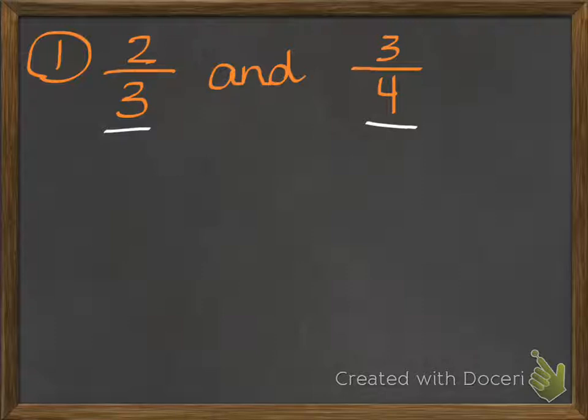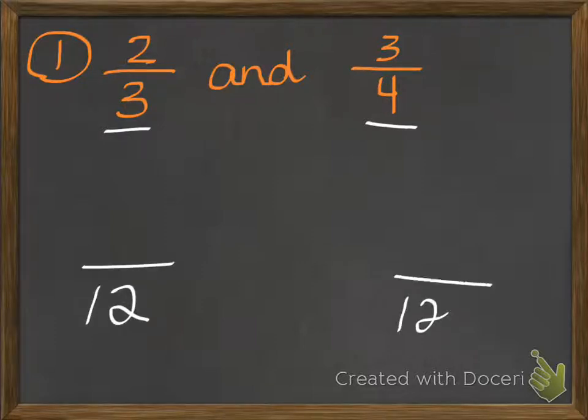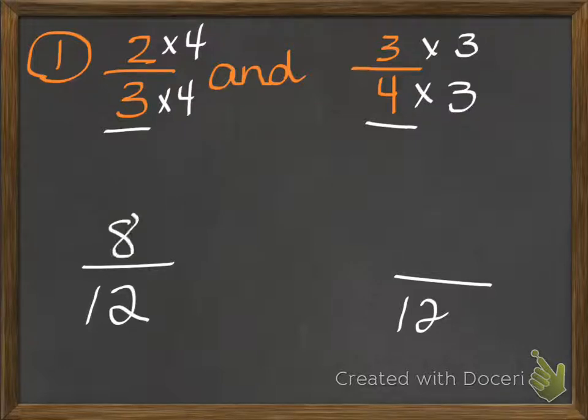I could multiply the numbers together. Let's try that. I can use 3 times 4 is 12. So I'm going to change both denominators to 12. To get from 3 to 12, I have to multiply it times 4. To get 4 to 12, I have to multiply it times 3. Now on my numerators, I have to do the same thing to the numerator that I did to the denominator of the fraction. Okay, so I multiplied 3 times 4 to get 12, so I have to multiply 2 times 4. 2 times 4 is 8.